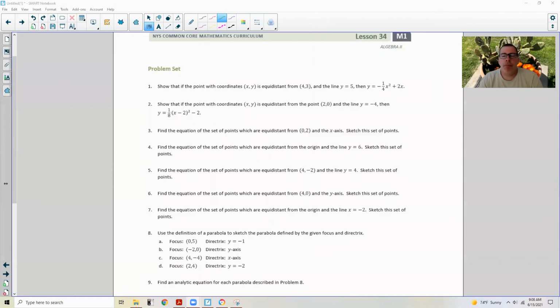Okay, page 7 brings us to the end of lesson 34. Go to your problem set.